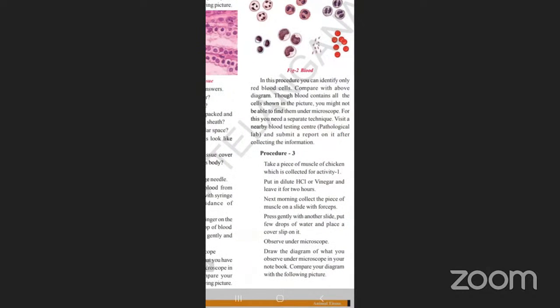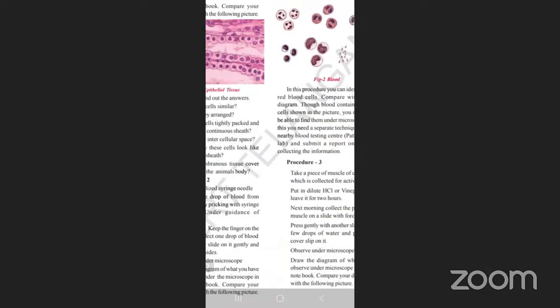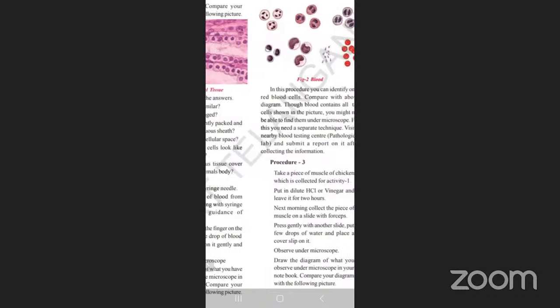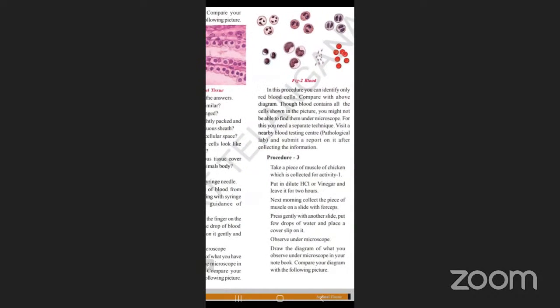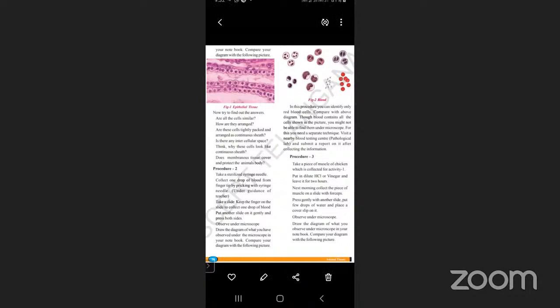So that is the concept. Next, we have to go for the procedure. Before entering procedure 3, let us recall procedure 1 and 2 once.